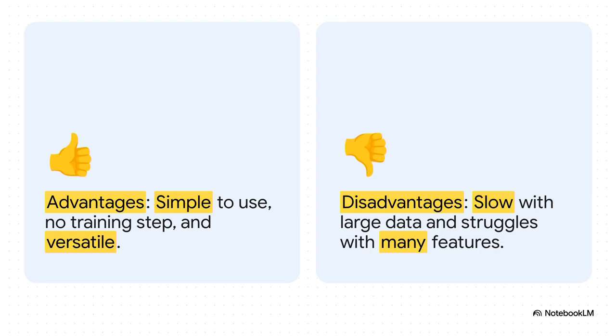But there's a catch. Because it has to compare a new point to every other point, it can get really, really slow if you have a massive data set. It also doesn't love it when there are too many features, what we call the curse of dimensionality. I mean, finding your neighbors is easy when you only care about your street, but it's a lot harder when you have to consider 100 different factors.